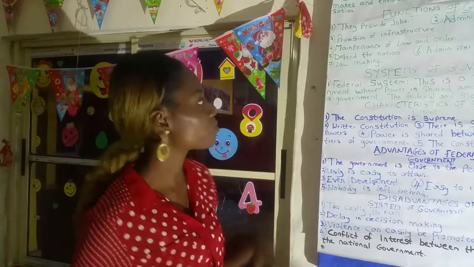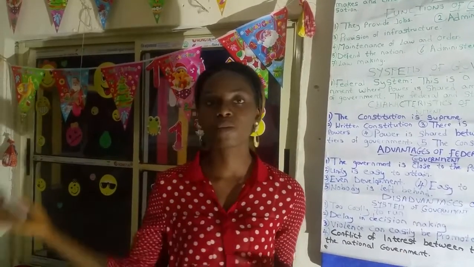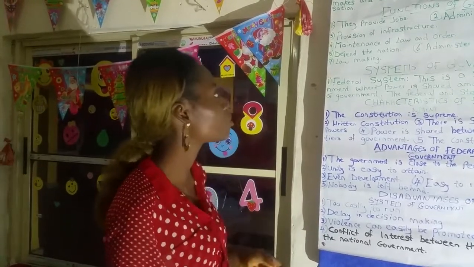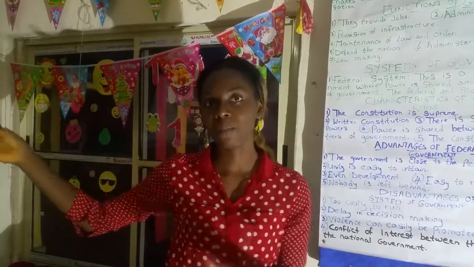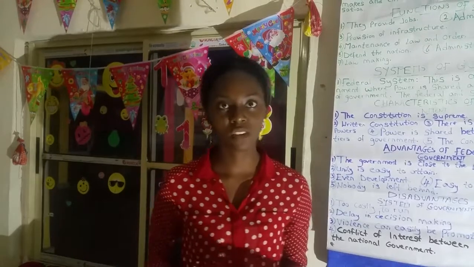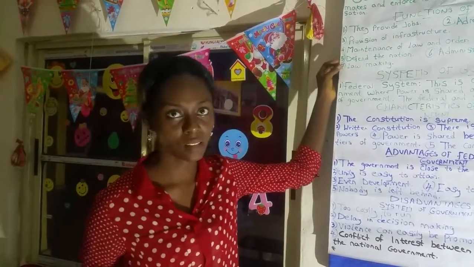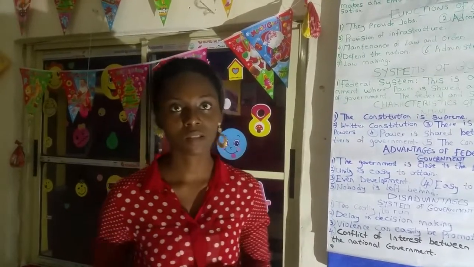The fourth one is defense of the nation. If you leave a nation defenseless, other countries will come into that country and take over. It's the government's duty to make sure that our borders are protected, and that neighboring countries do not come into our country and take over. So you see, the government is responsible for defending the nation.